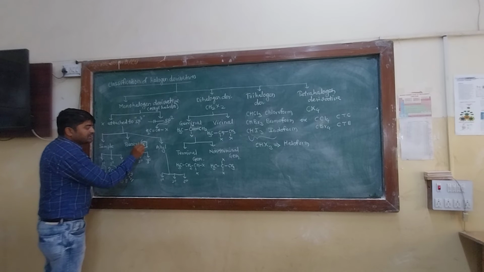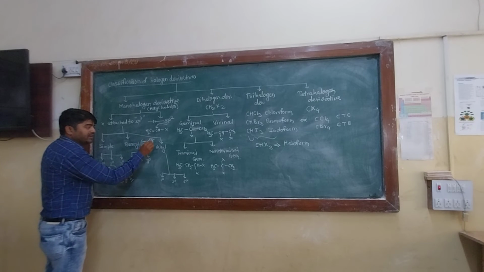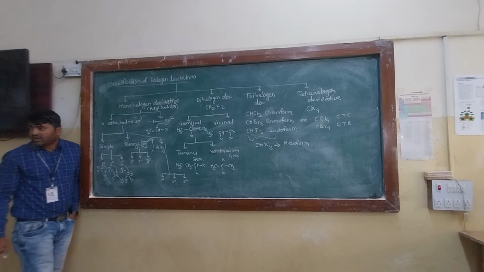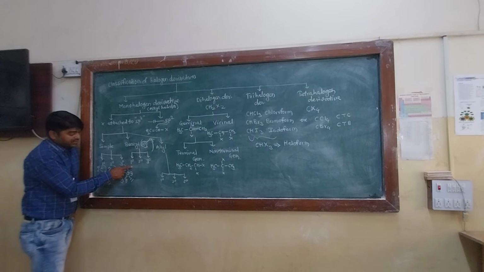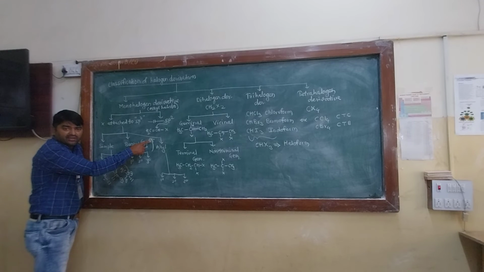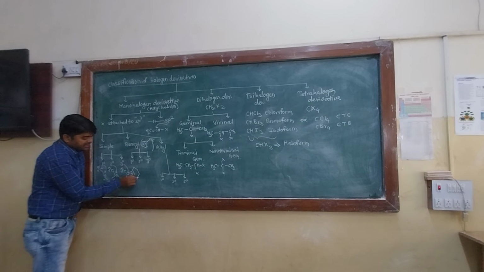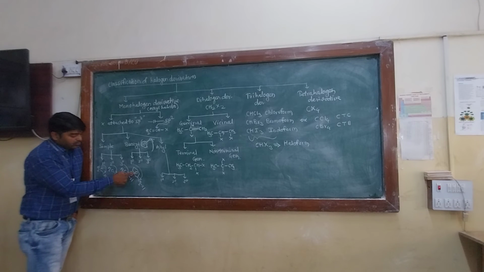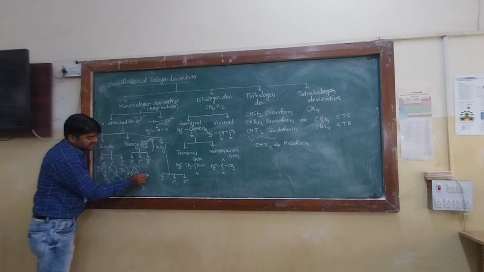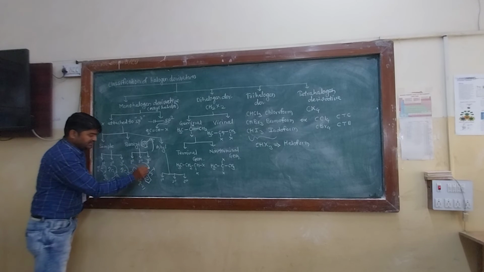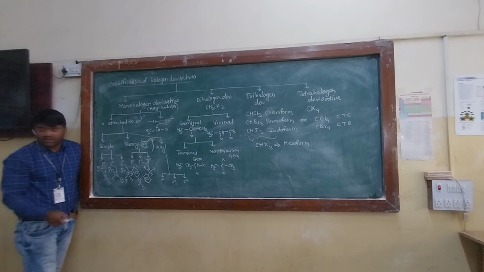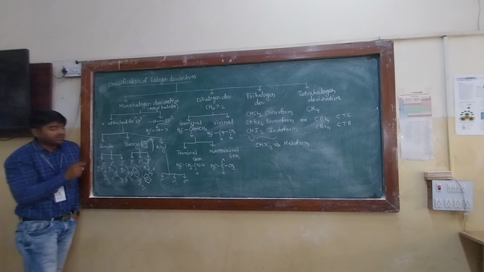What is a benzyl carbon? The carbon which is next to the aromatic ring is called a benzyl carbon. So a benzyl carbon may further be primary, secondary or tertiary. If it is primary, then it is written as the aromatic ring with CH2Cl. This carbon atom is a primary carbon atom because it is attached to one other carbon atom. Then secondary: the aromatic ring, then the benzyl carbon CH, attached to two other carbon atoms, and here we have a halogen. This is the secondary carbon atom. So it is called a secondary benzyl monohalogen derivative.